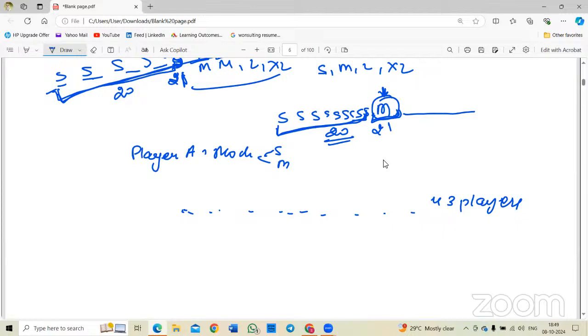So mode, if I consider S as the mode, and I'm adding one more S, that means the number of S is increasing. So the mode will be S only, right? It is not changing. If we are adding M, like if he is choosing the mode as M, then if you're adding one more M, the number of M is also increasing. The mode will be M only, right? It is not changing.